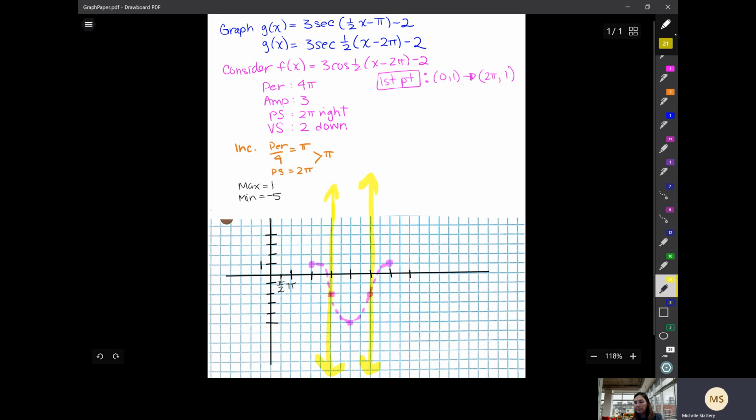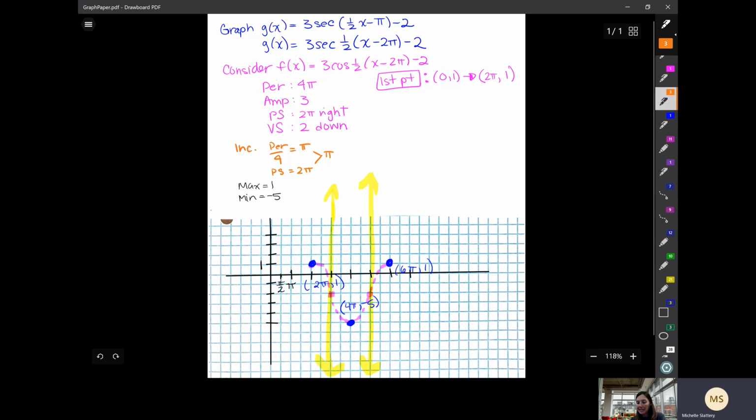Then my secant graph, I'm going to have this, whoops, wrong color. I want my blue. So this maximum point from the cosine function is going to become my minimum for my secant graph. This minimum point down here for the cosine function is going to become my maximum. And then this maximum is going to become my minimum. So I know that I have those three values on my graph, so I can go ahead and label those. And so this point here is 4 pi, -5. And then this one here is 6 pi, 1. And then here I have 2 pi, 1.